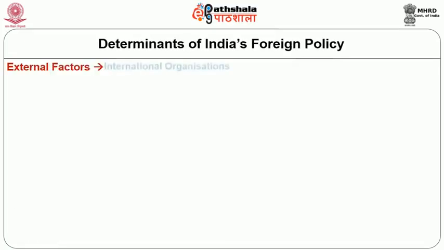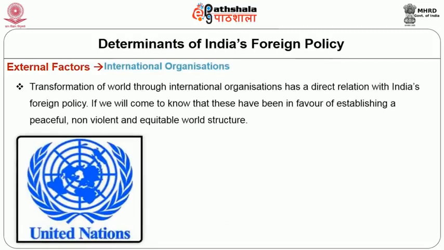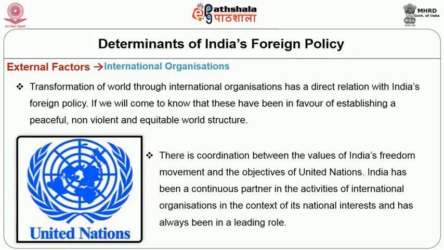International organizations. Transformation of the world through international organizations has a direct relation with India's foreign policy. If we see the political traditions of India, we will come to know that these have been in favor of establishing a peaceful, non-violent and equitable world structure. Besides this, there is coordination between the values of India's freedom movement and the objectives of the United Nations. India has been a continuous partner in the activities of international organizations in the context of its national interest and has always been in a leading role.